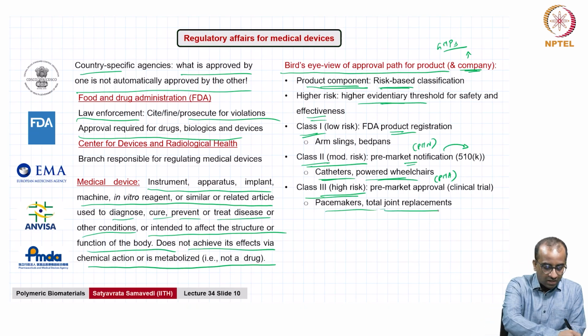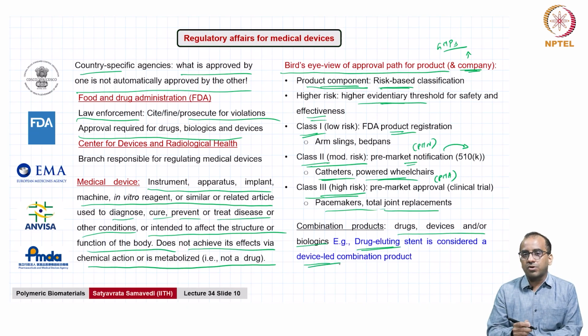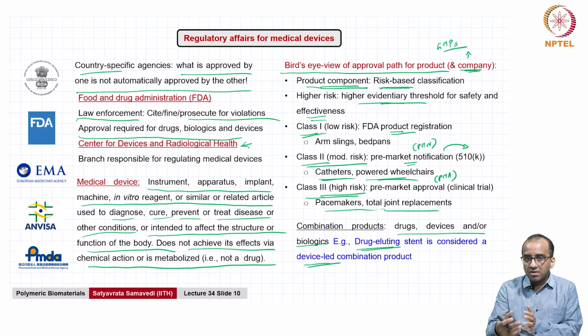And of course, if you have combination products, this could include drugs, devices and/or biologics, and we saw that a drug-eluting stent, because its primary action is that of a device, is considered a device-led combination product. So, it will primarily be regulated by, for example, the CDRH, with of course appropriate inputs from CDER, so that they can have the drug aspect also taken care of.